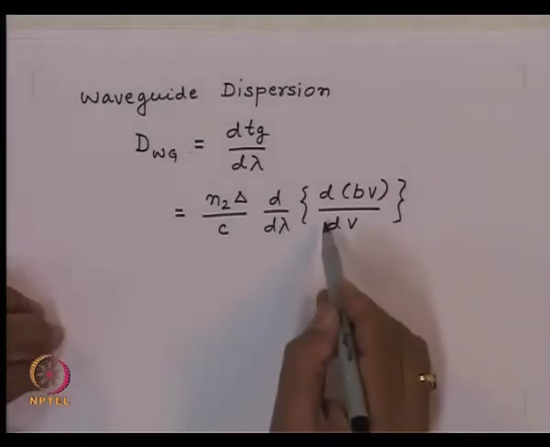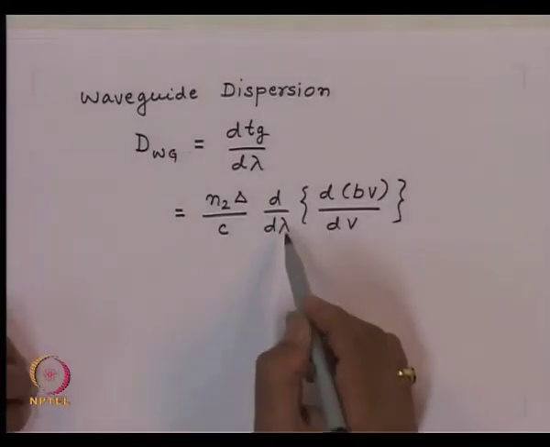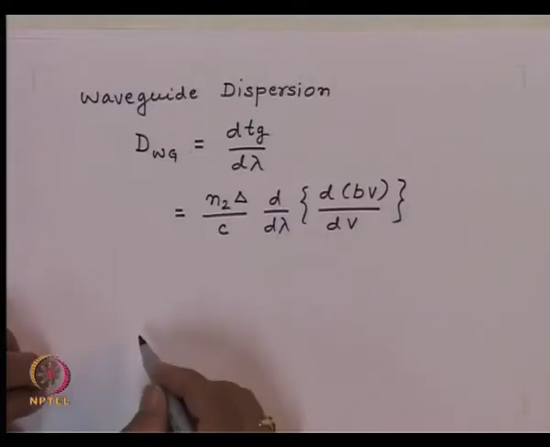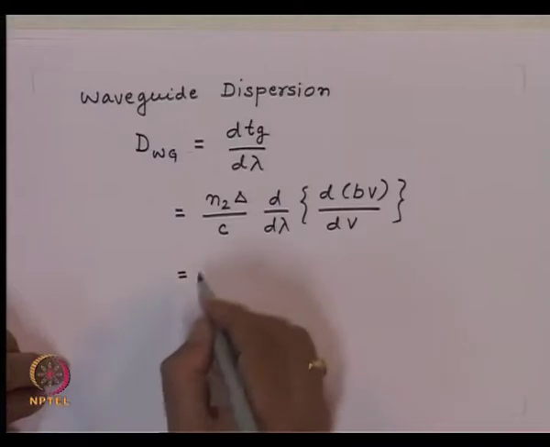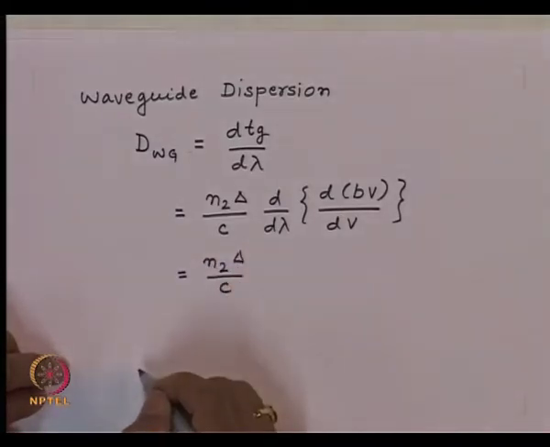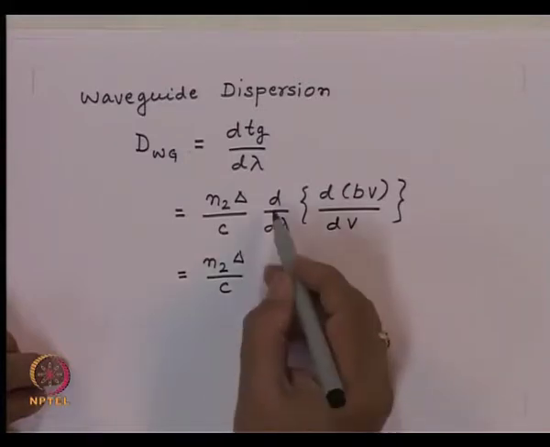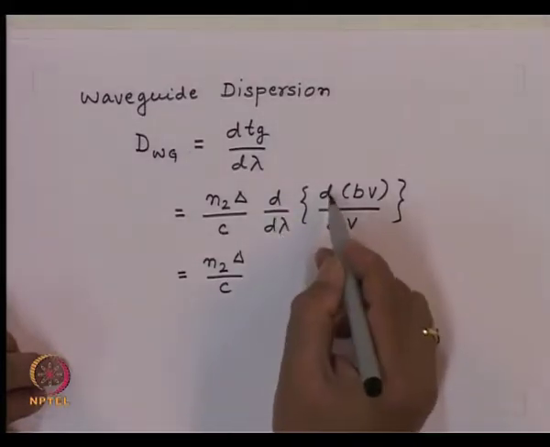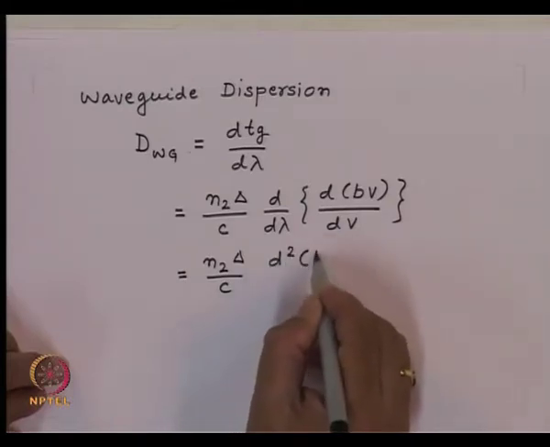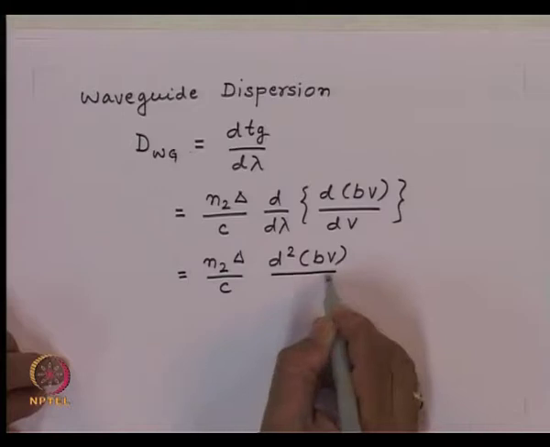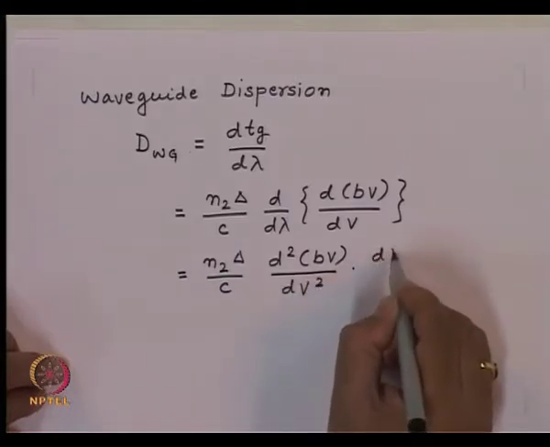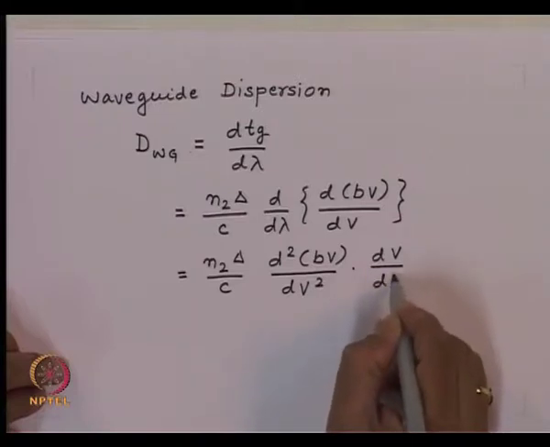Again, we can do the same thing as we did in the previous case. This I can write as d by dV multiplied by dV upon d lambda. So, you can write here this is N2 delta upon C. So, if I write this d by dV, this will become d2 bV by dV square. So, I have here d2 bV by dV square into dV by d lambda.